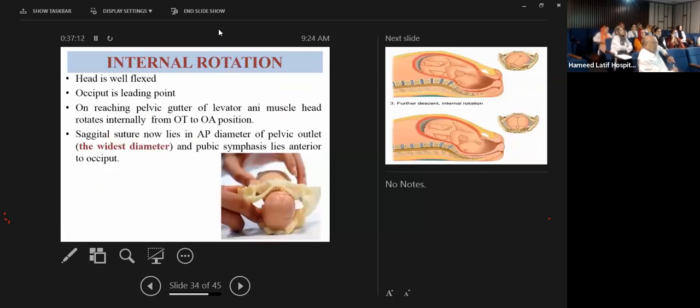Now, internal rotation. On reaching the pelvic gutter of the levator ani muscles, the head is well flexed and the occiput is the leading point. Here the head rotates internally from occipital transverse to the occipital anterior position. The sagittal suture now lies in the anterior-posterior diameter of the pelvic outlet, which is the widest diameter, and the pubic symphysis lies anterior to the occiput.